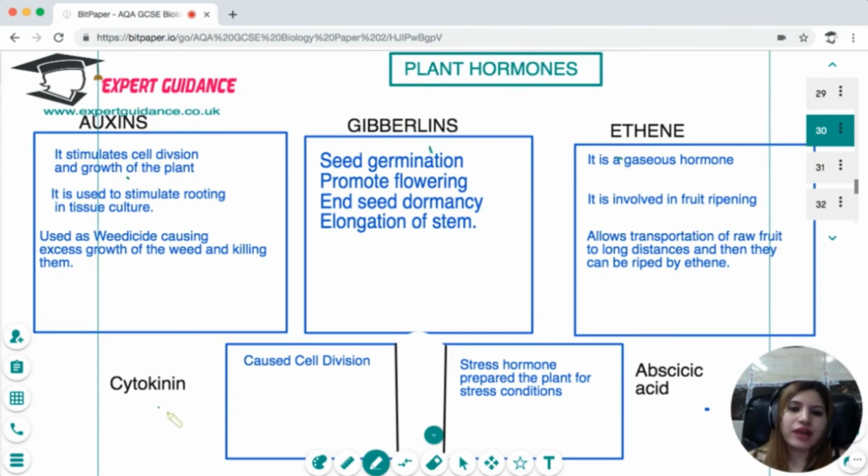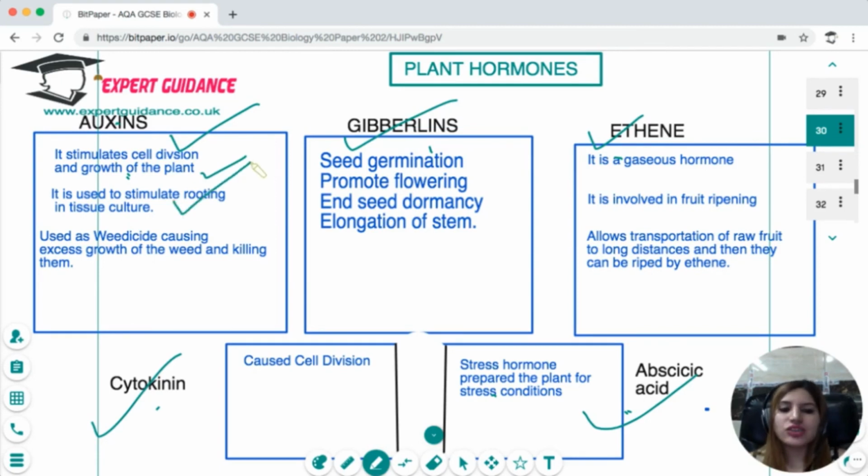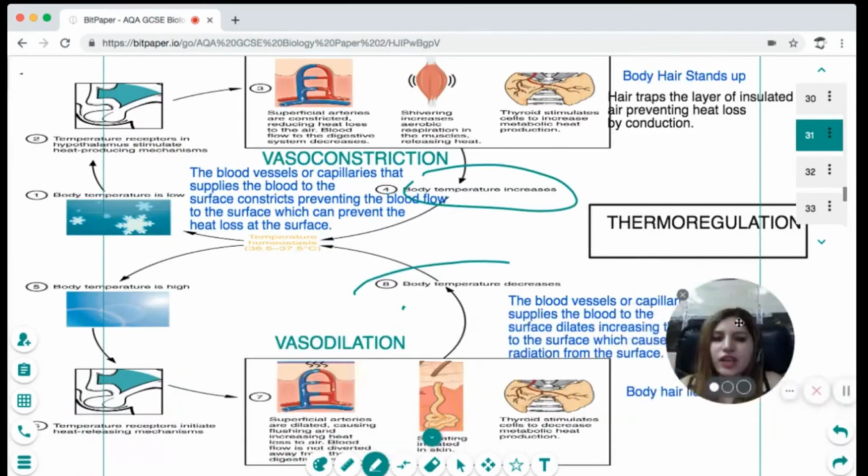Now there are five important hormones in the plant: auxin, gibberellin, ethene, cytokinin, and abscisic acid. Auxin stimulates cell division and is responsible for growth of the plant. It is used in tissue culture as a rooting powder as it causes the roots to develop quickly. And it is also used as a weedicide because the weed, due to its broader leaf, takes up the auxin quickly as compared to our main crops.